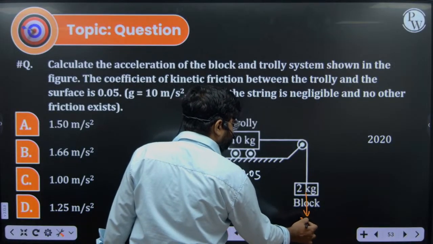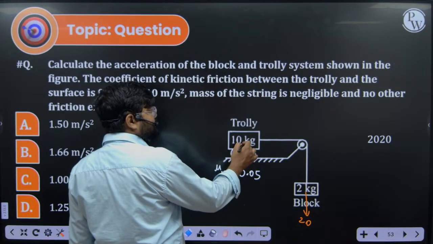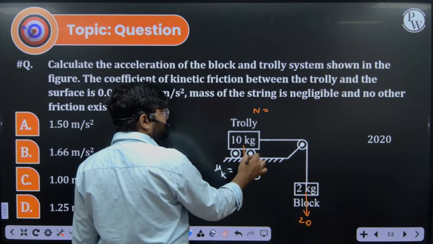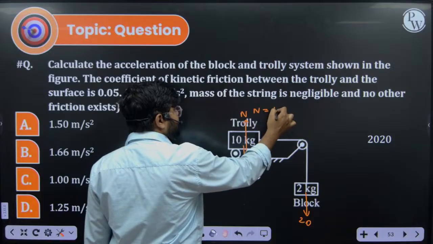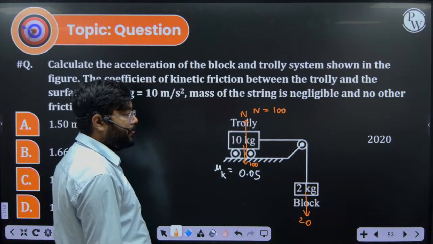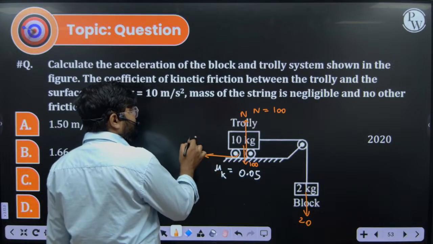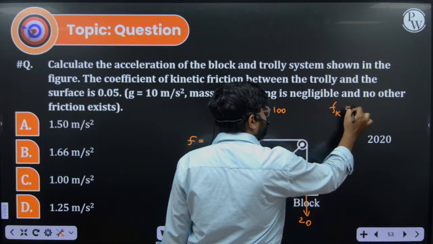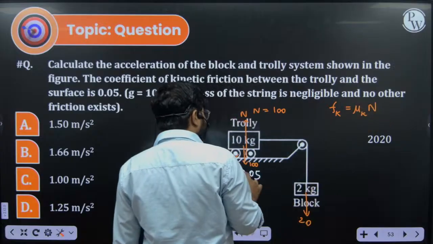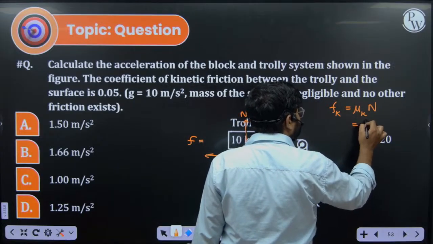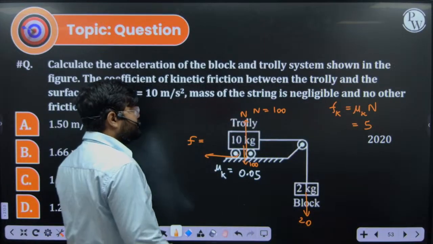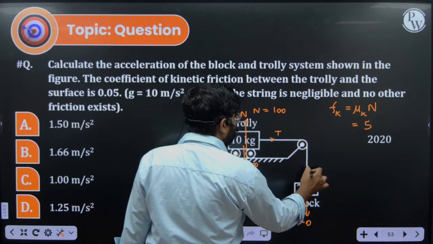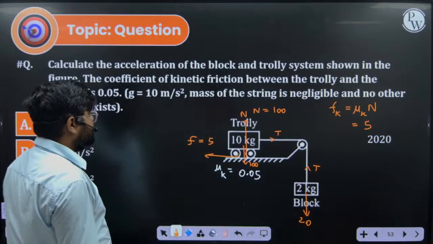mg acting here is 20. And here the normal reaction will be equal to its mg, because the mg will act down 100, normal will act up and it will be equal to again 100. Yes. So friction will act here and try to stop it from moving. How much friction will act? Kinetic friction is mu k into normal reaction. Mu k is 0.05, normal is 100, so this becomes 5. So kinetic friction acting is 5. There will be tensions also, but they are not asking us to find the tension, just the acceleration.